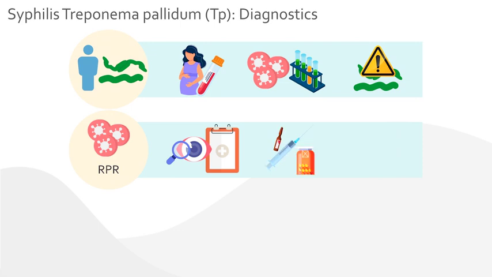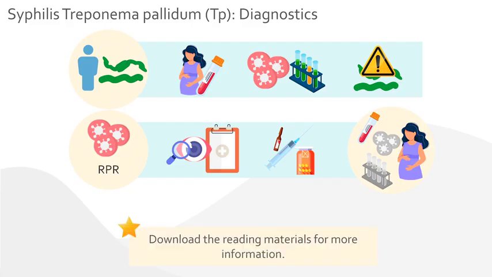All of these tests are suitable for screening pregnant women, but RPR and VDRL can produce false positive results due to other health conditions or infections. Download the reading materials for more information.